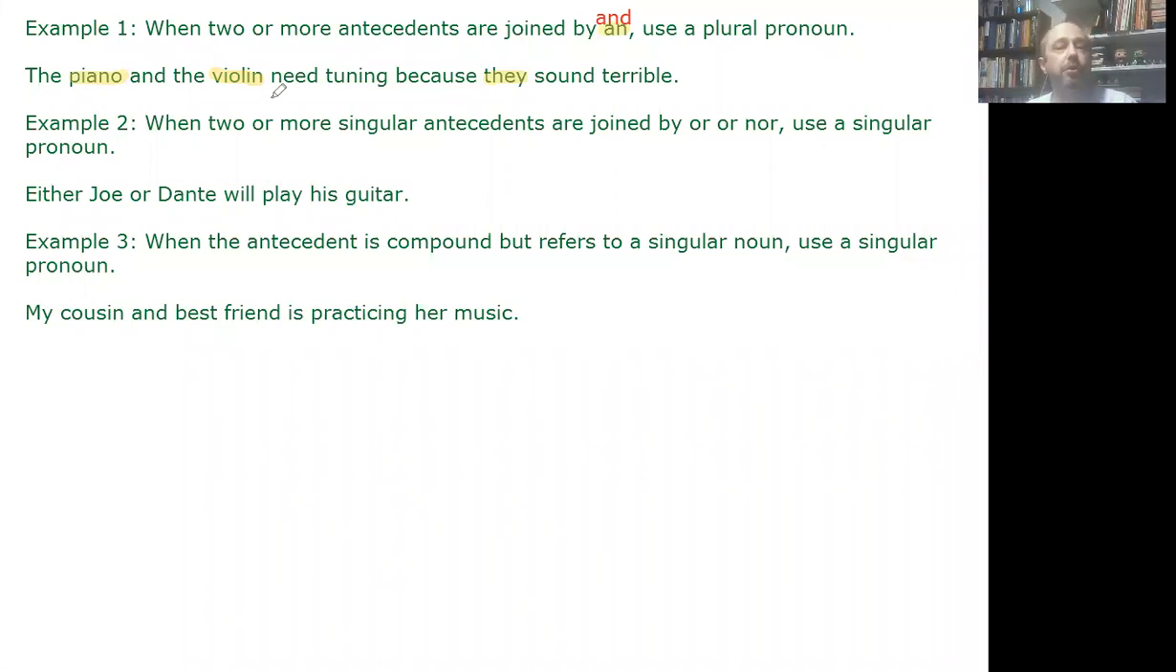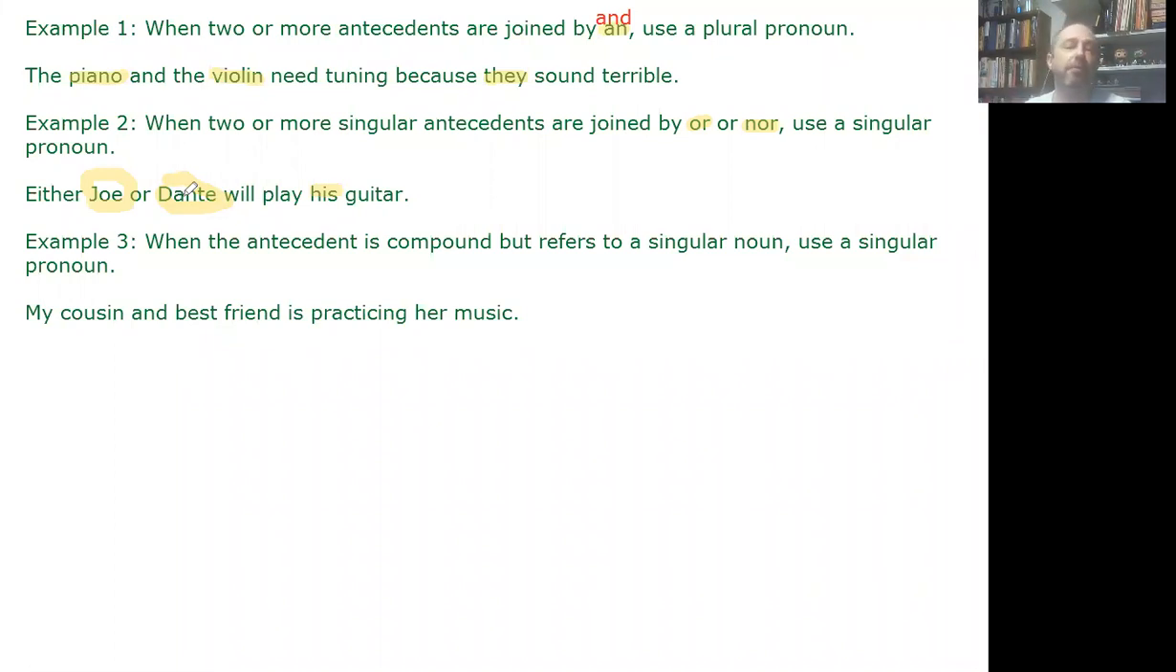For example 2, if my singular antecedents are joined by the conjunctions or nor, I use a singular pronoun. So for example, either Joe or Dante will play his guitar. There's my pronoun. And the antecedent here is Joe or Dante. It's only one of them. That's singular. So therefore, I use the singular pronoun.